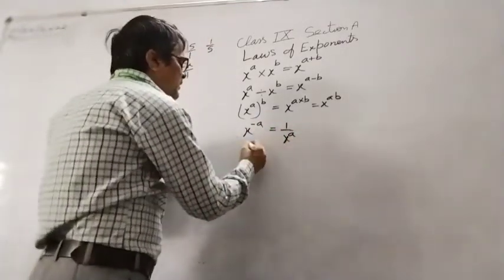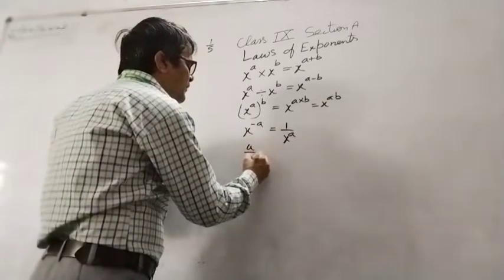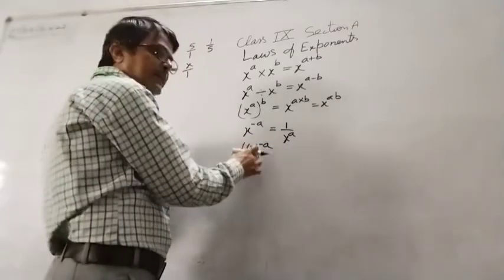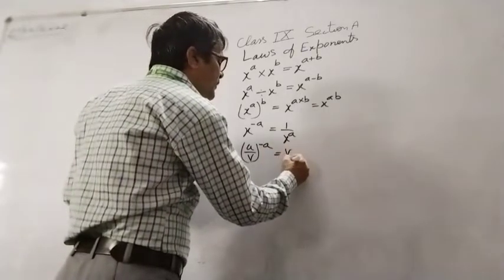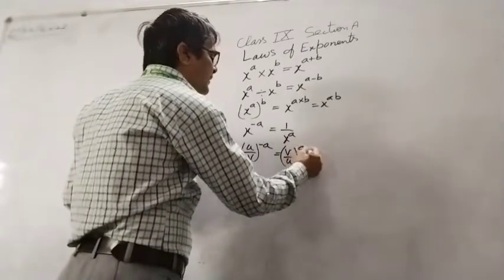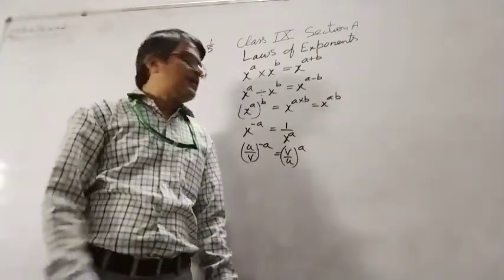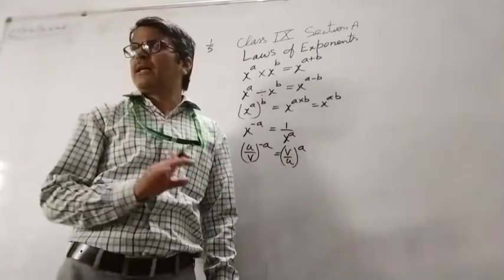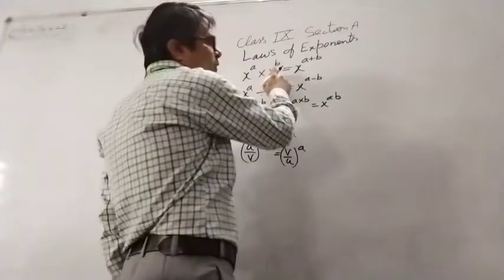Suppose it has been given u upon b whole power minus a. This is equal to b upon u whole power a. Means you have interchanged the numerator and denominator, but the sign of the power has changed. Okay?